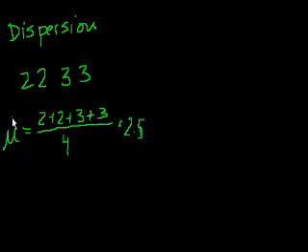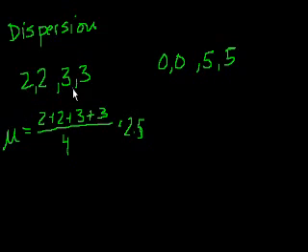Fair enough. Now what if we had this? What if we had the numbers 0, 0, and 5, and 5. So these are the numbers in the set. I'll put commas just so these are separate numbers. What's the mean here? Well, the mean here, and let's say this is the population that we're sampling.